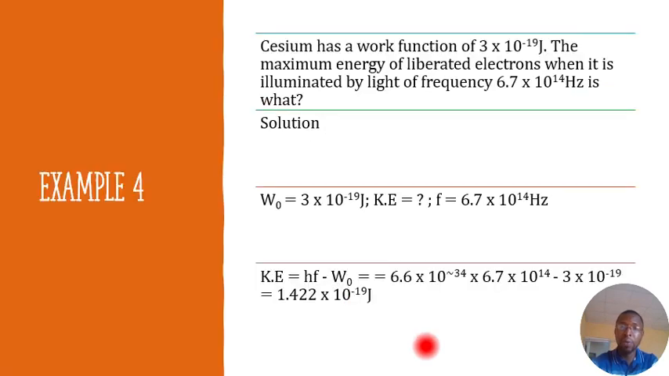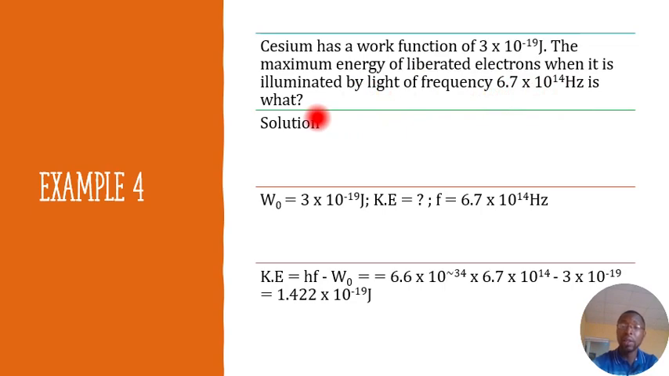Next example here, it says cesium has a work function of 3 times 10 to the power minus 19 joule. The maximum energy of liberated electron when it is illuminated by light of frequency 6.7 times 10 to the power minus 14 Hertz is what?